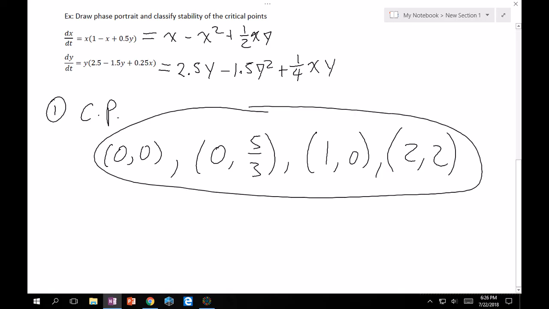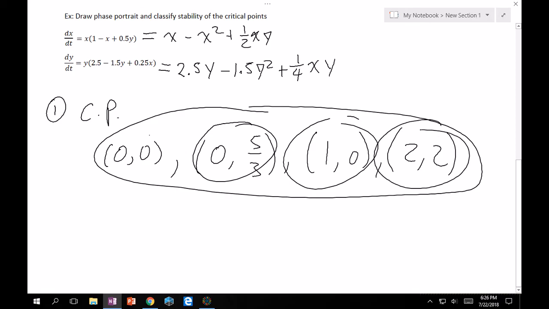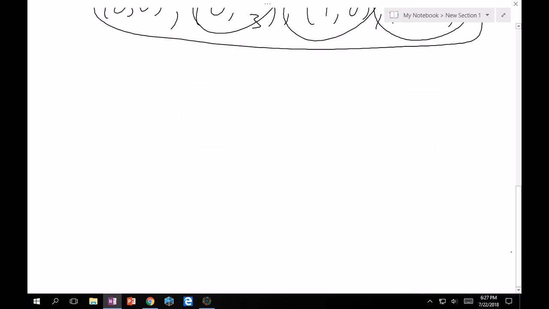And this is fairly typical of competing species. You're going to get 4. Usually it's the origin, an x-intercept, a y-intercept, and then a special point inside the first quadrant. So we have the origin, we have the y-intercept, and then we have the x-intercept, and then we have our special point within the first quadrant. So, good to know. Next step after this is to get the Jacobian.